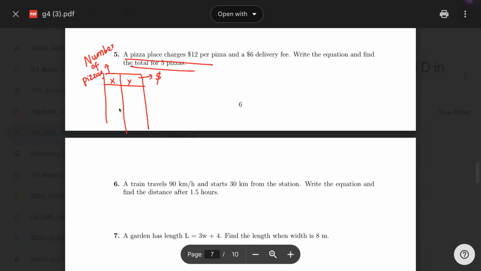Yes, Manya, go ahead. So one pizza is 12 plus 6. Good. Second pizza is? 24 plus 6. Third pizza is? Let me also put down the value, otherwise it's very hard. 36 plus 6. Okay. So now they're asking, write the equation. Write the equation means you have to find the relation between y and x. How will you relate y and x?